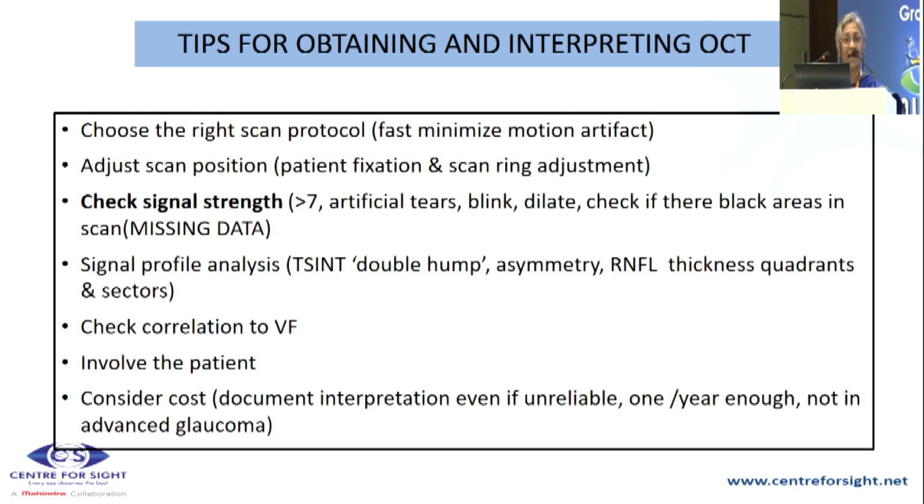Check if there are black areas in your scan. That means there's missing data. Please have a look at the signal profile analysis, the RNFL thickness quadrants, sectors, everything should be checked. Please check correlation with the visual field. And most important, have a look at the clinical data and involve the patient. Tell the patient, look here, this is very good. Explain everything to the patient too.